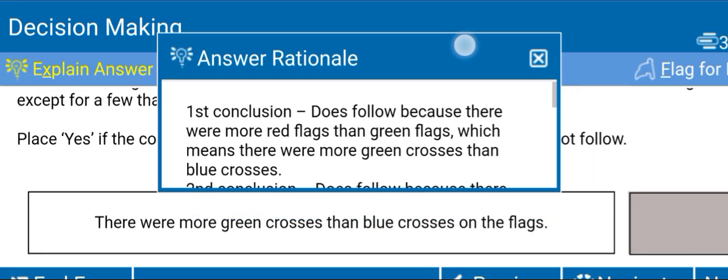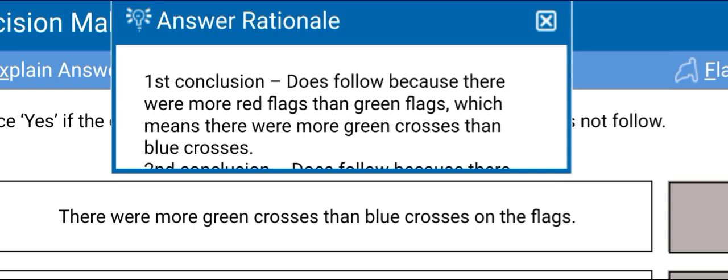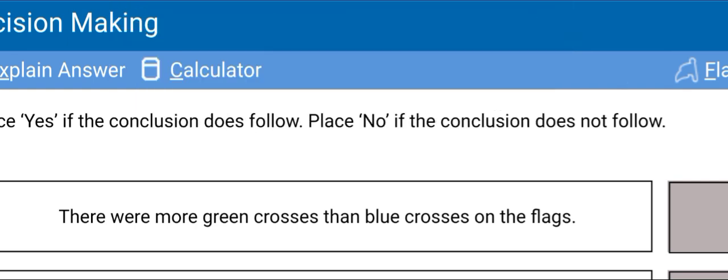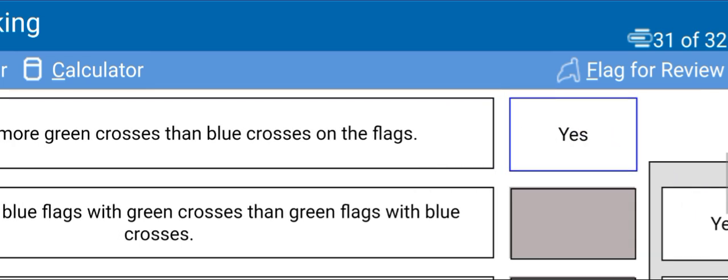So the first conclusion says there were more green crosses than blue crosses on the flags. It does follow because there were more red flags than green flags, which means there were more green crosses than blue crosses. So it does follow, and that's why we will drag a yes and drop it here.